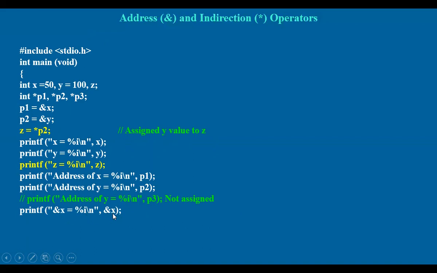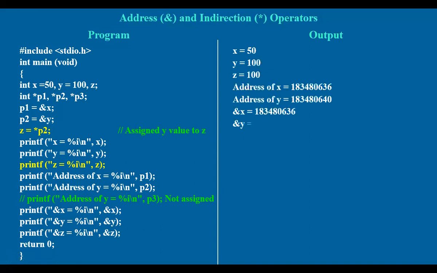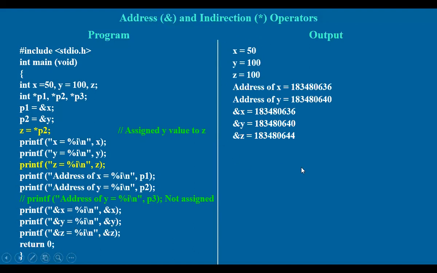And here, let's display the address of X with ampersand X, and ampersand Y, the address of Y, and ampersand Z. Okay, this is the program. Now let's see how it works. Coming to this, the values are displayed here like this. We'll discuss all these values in detail.